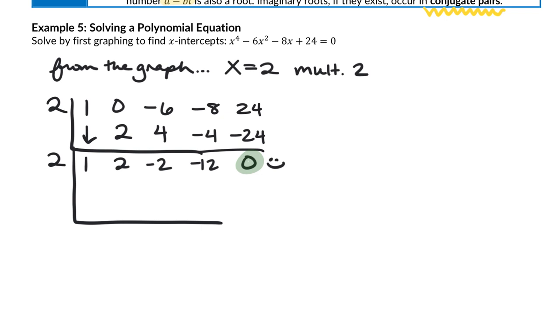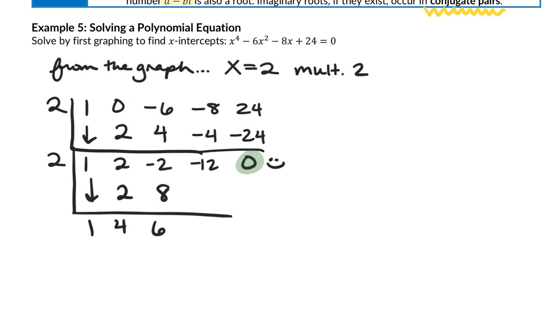Same vibe though. So you're still going to bring down, multiply, add, multiply, add, multiply, add, and smile. Because we got, again, a 0. Easy peasy lemon squeezy, yes?